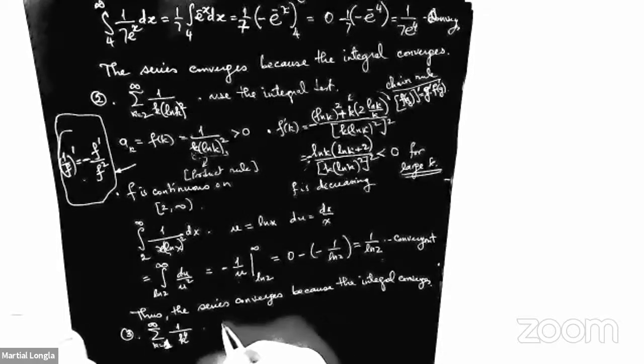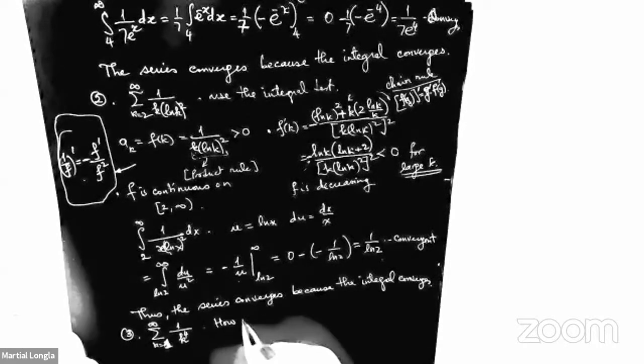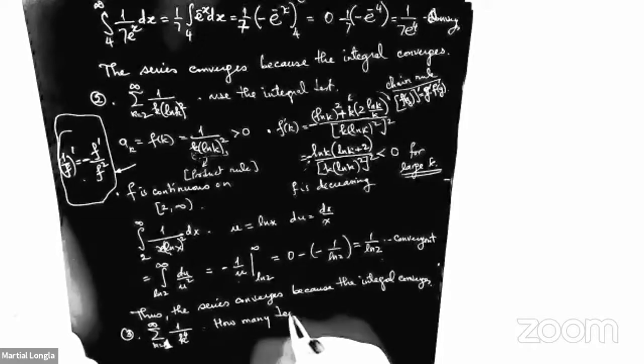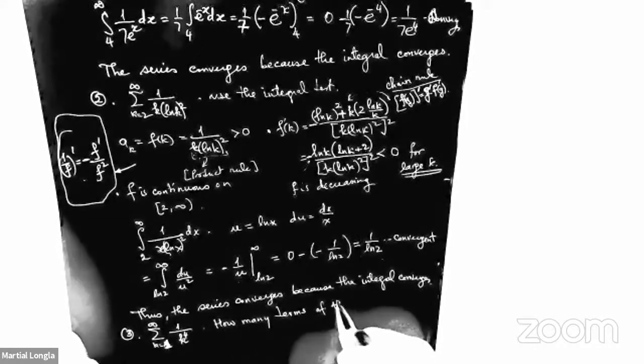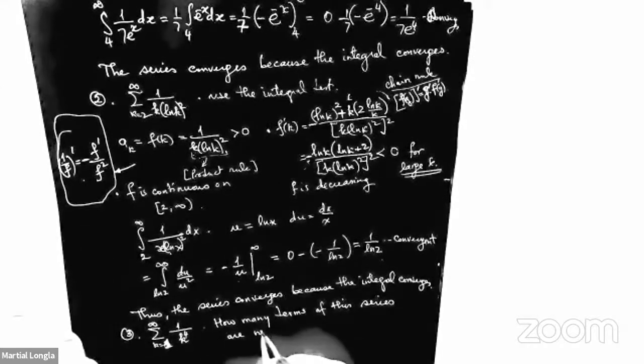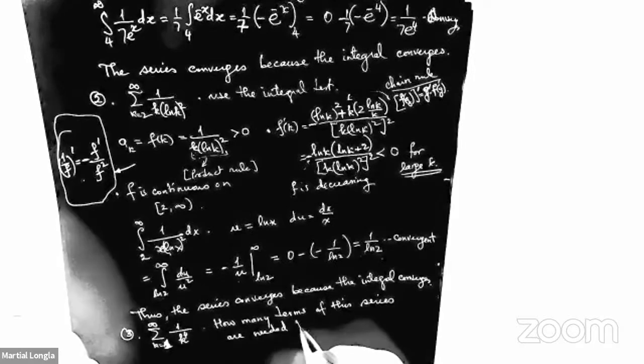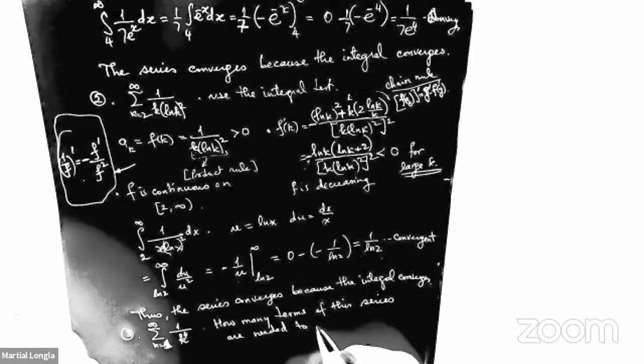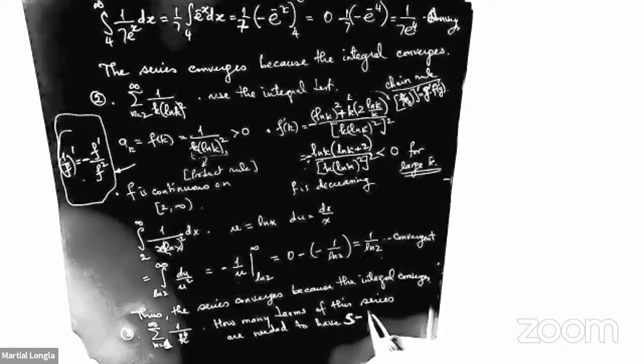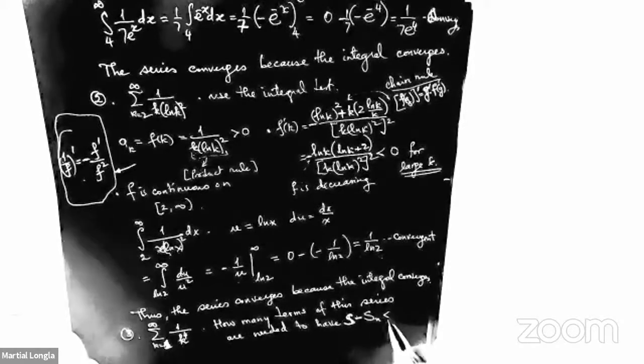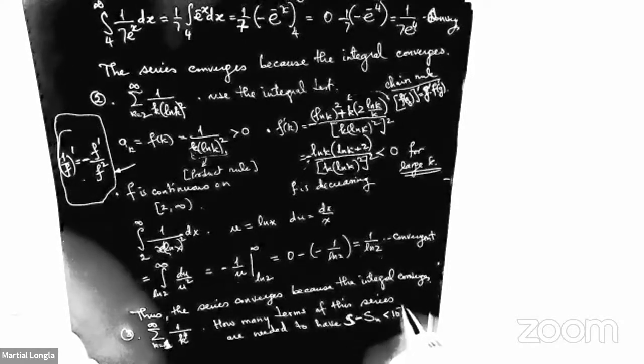And I say, how many terms of this series are needed to have Sn, to have S minus Sn less than 10 to the minus 5.